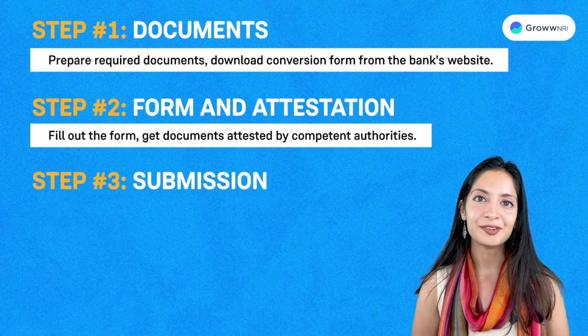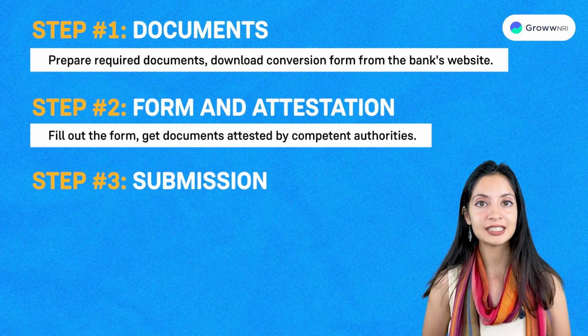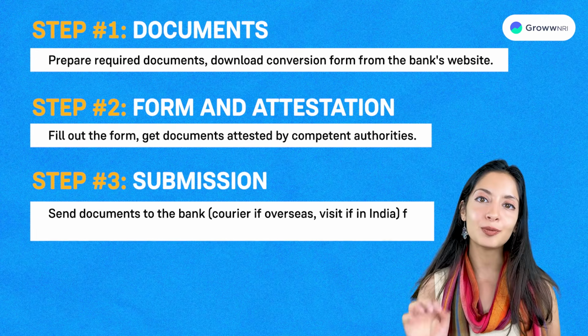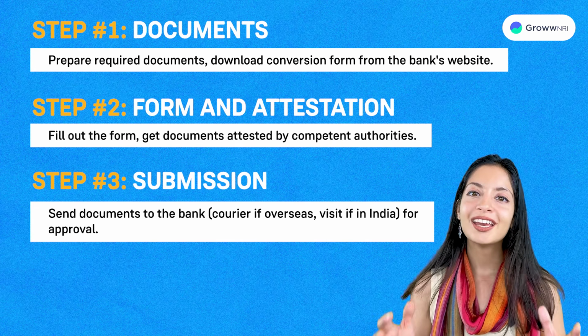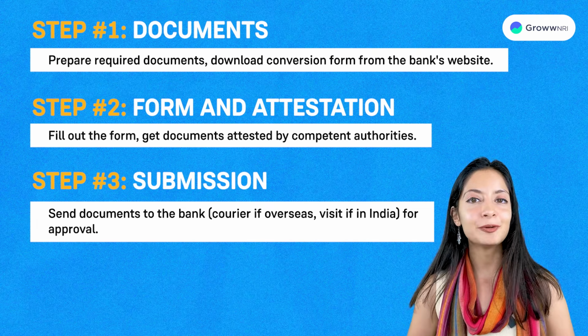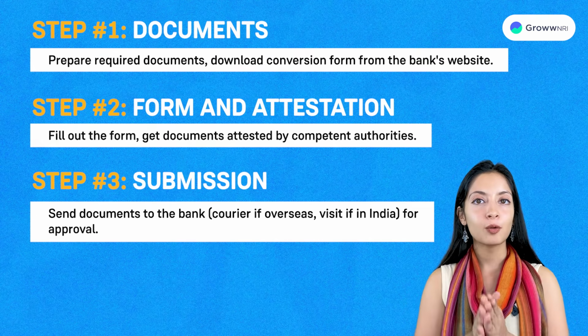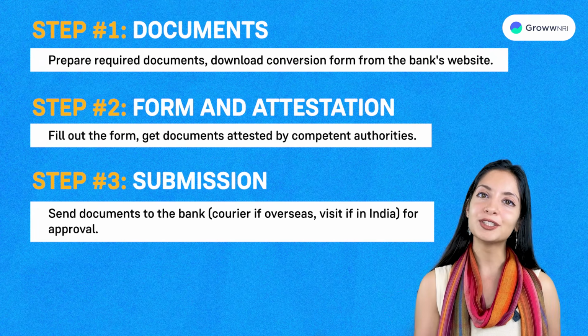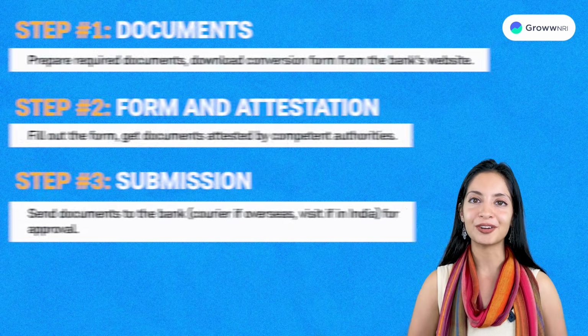Also, if you have an FD linked to your account, don't forget to attach the receipts. Step number 3, visit the bank or courier the documents. In the final step, you need to get approval from the bank by sending the required documents along with the form. If you're overseas, you can courier the documents, and if you're here in India, simply visit the bank with your documents. Once you send all the documents, wait until your bank verifies them and converts your savings account into an NRO account. And that's it. After your NRO account is active, you can easily manage your income earned in India, pay your utility bills and start investing in Indian companies.